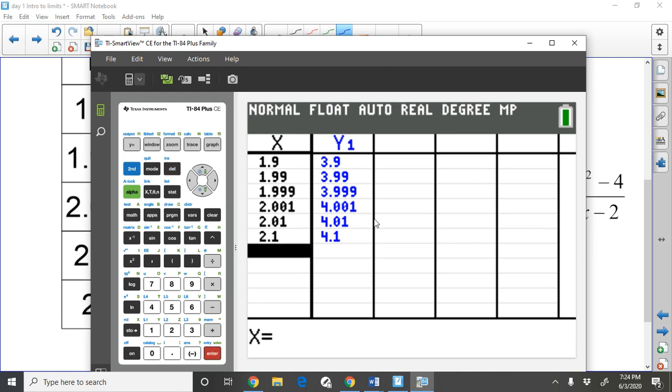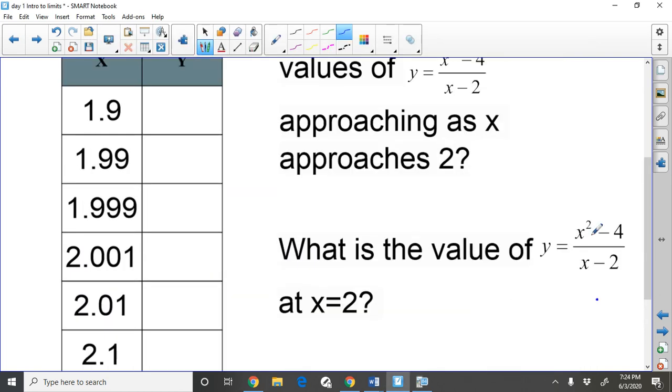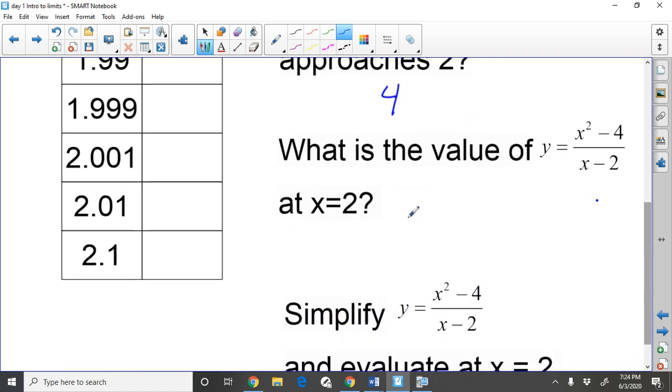And if we look here, we see that right in the middle, as x gets closer and closer to 2, the y values get closer and closer to 4. Now, if I plug 2 in this case, I get an error because the function is undefined at 2. So what is the limit? What is my answer? The answer is that it approaches 4. What is the value at x equals 2? It's undefined.